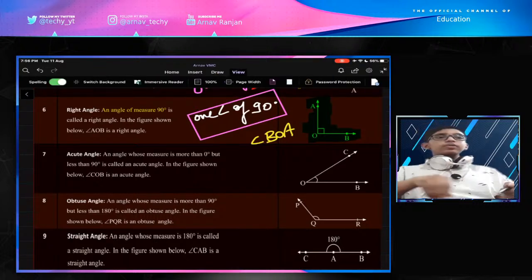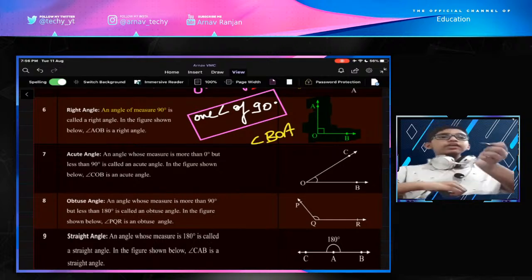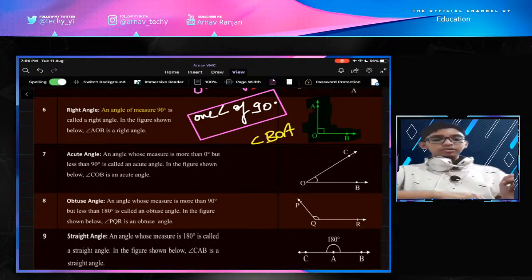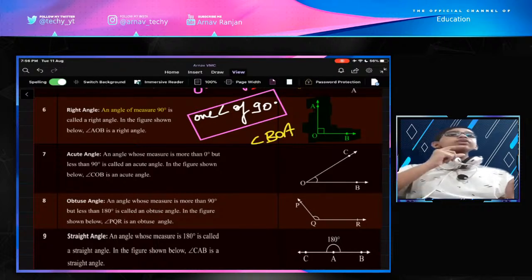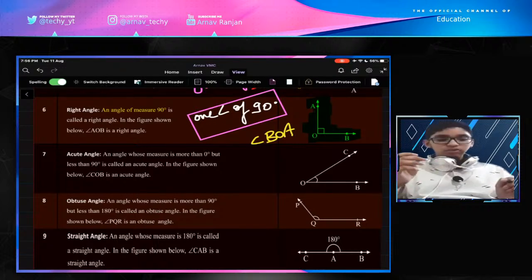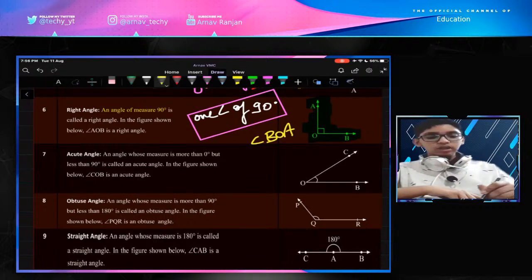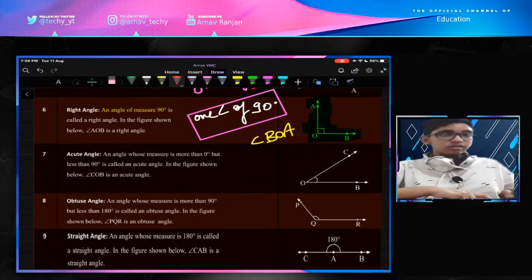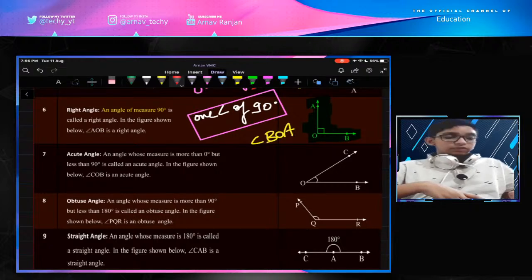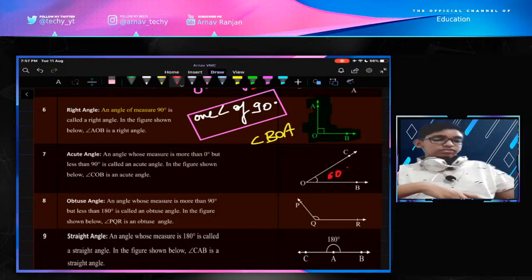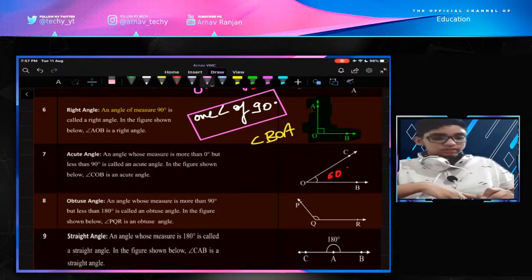Next we will talk about another type of angle. It's called an acute angle. Acute means very small. In angle terms, acute means that the angle has a measure of more than 0 degrees but less than 90 degrees. As you can see in the given figure, this angle is 60 degrees, so it's an acute angle.